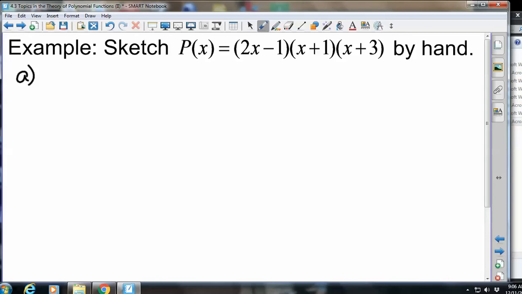First thing I want is degree. If you multiply it out, you have 2x times an x times an x, so you would get a 2x cubed. So you guys all agree your degree is 3? Second step, we are going to give our end behavior, which is just based off the degree. Degree 3, it's a positive coefficient, so what's your end behavior? Down, up.